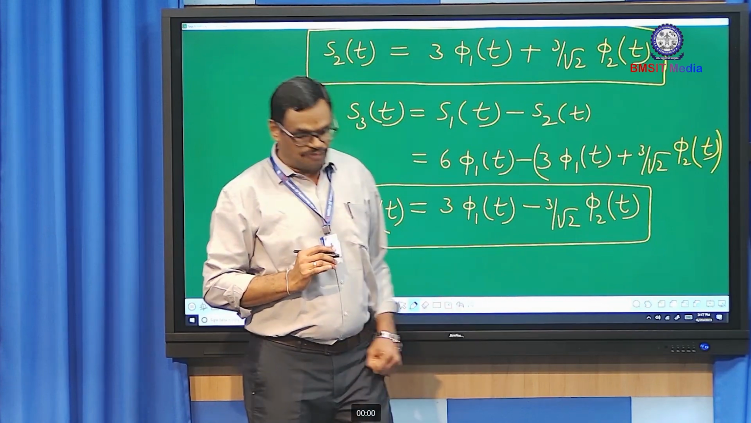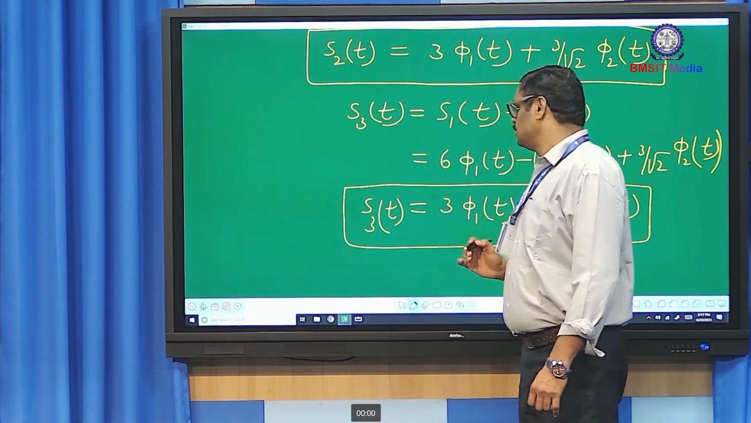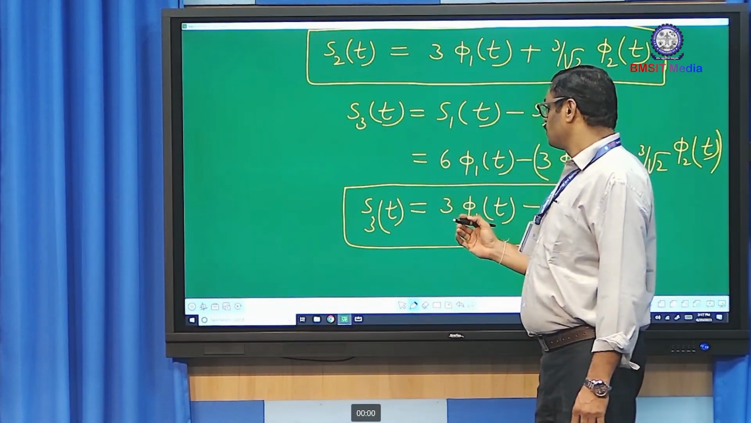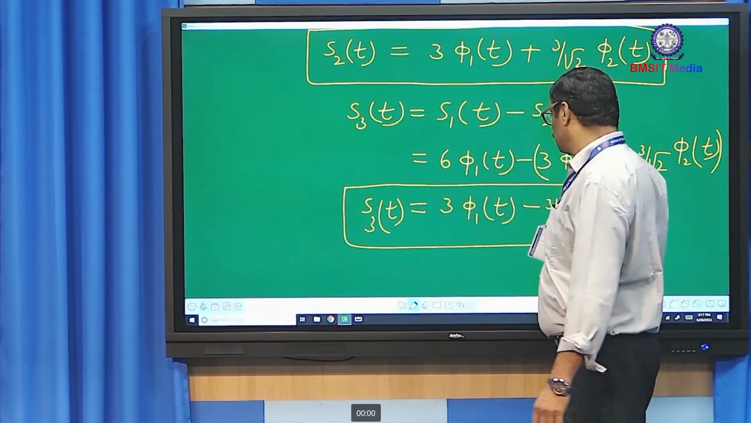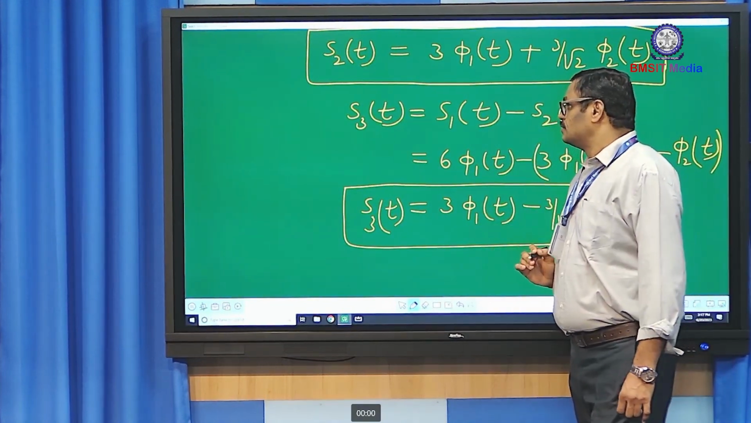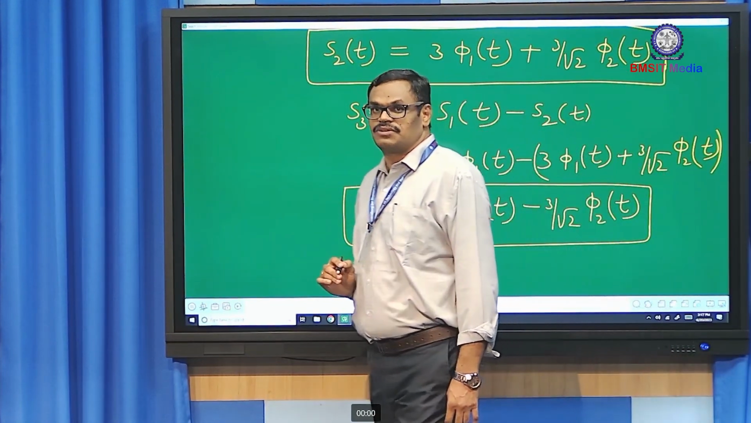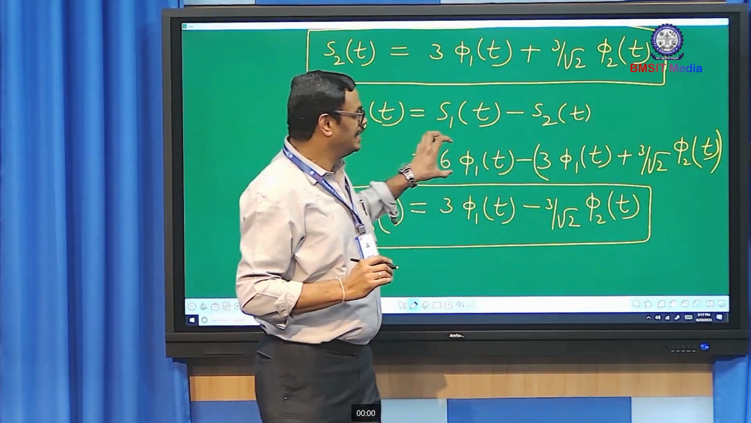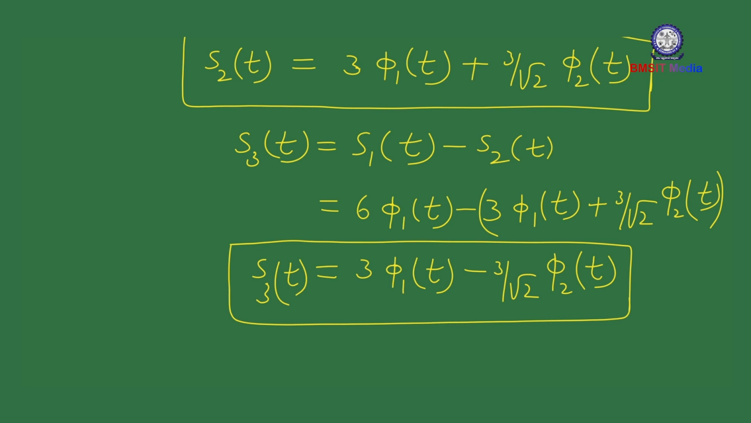So this is how we find the orthonormal basis functions, and we are able to express those three signals in terms of these two orthonormal basis functions. This is the procedure of Gram-Schmidt orthogonalization for determining the basis functions. Okay, so with this, let me stop here.